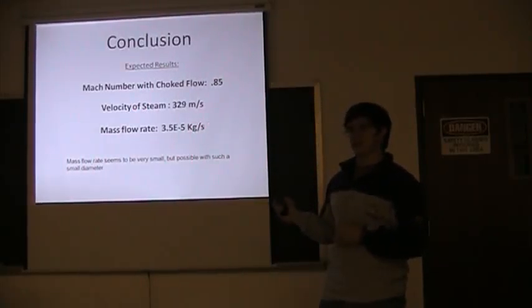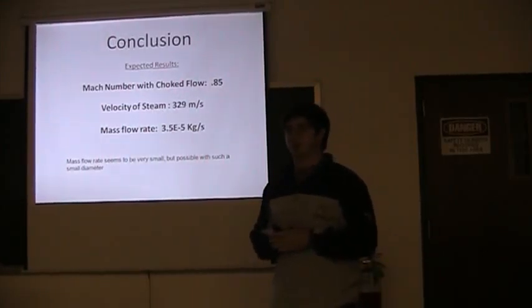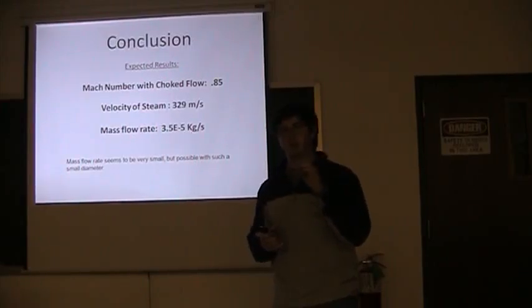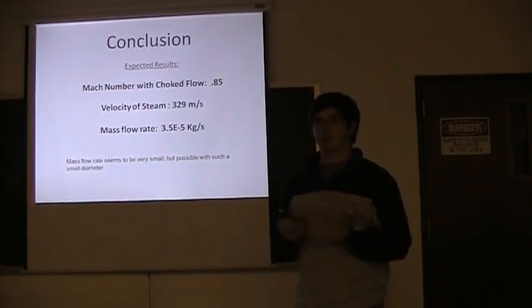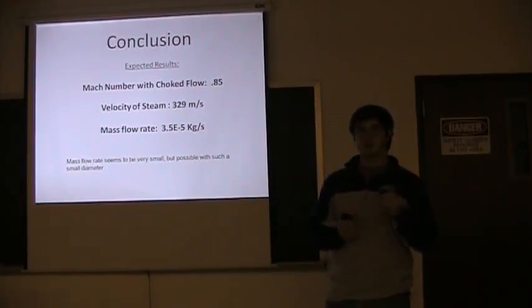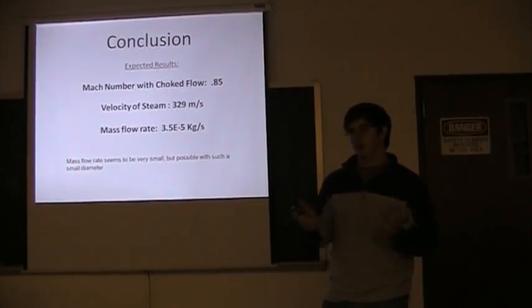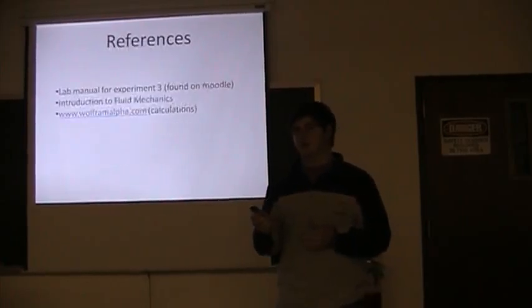And the mass flow rate, I'm not positive this number is accurate. It seems kind of low, but at the same time, we're measuring kilograms per second through a diameter that was millimeters, so I accepted it as a result, because that could be possible. We're measuring kilograms of steam going through a diameter that small. It wasn't out of the realm of possibility. That's it. Any questions?